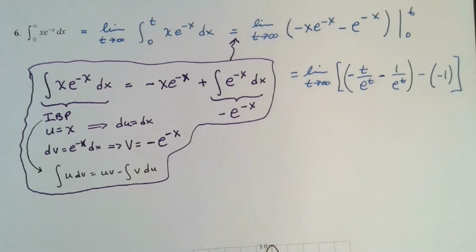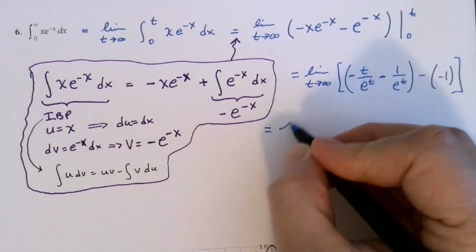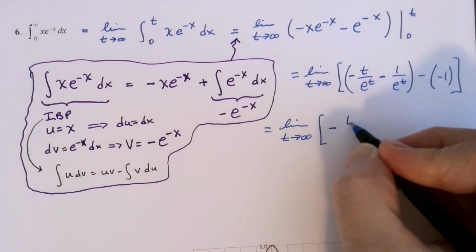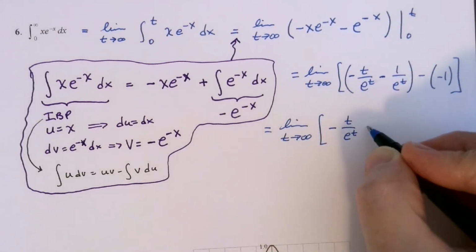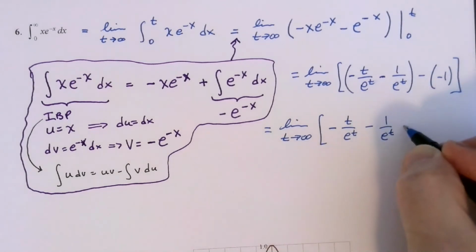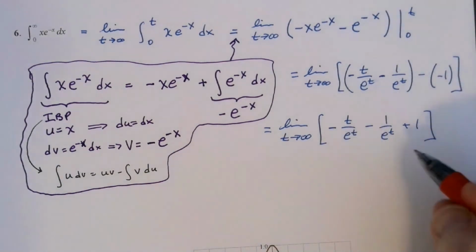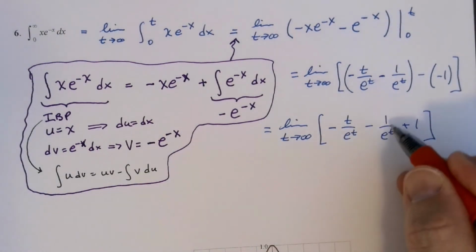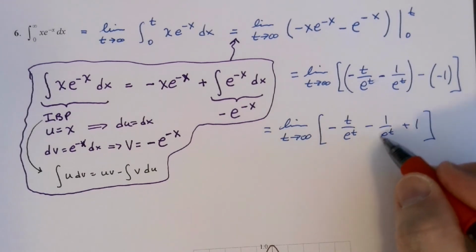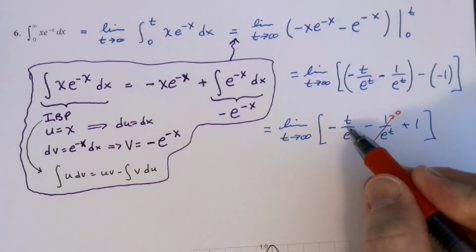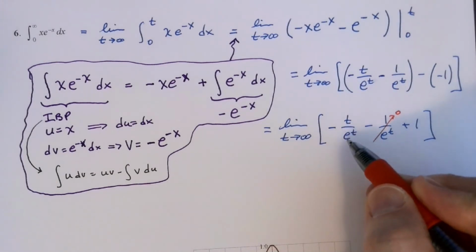All right, well, let's take a look at this then. Let's clean this up a little bit. We've got minus t over e to the t, minus 1 over e to the t, plus 1. Well, certainly, as t goes to infinity, now we'll evaluate the limit. This 1 isn't changing. We know what's happening here, right? E to the t is going to infinity, so 1 over e to the t is clearly going to 0. But look at this. As t goes to infinity, t is going to infinity, and e to the t is going to infinity.